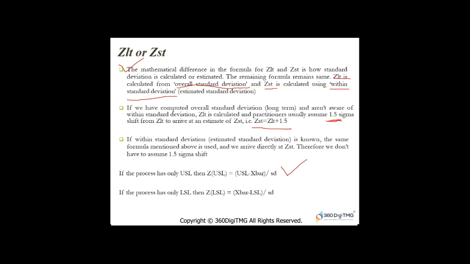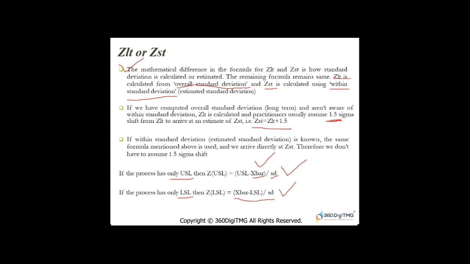If only upper specification limit is given, then how do you calculate the Z value? It is USL minus X bar, X bar is the mean, divided by standard deviation. If you have only lower specification limit, then the formula is X bar, which is the mean, minus lower specification limit, divided by standard deviation. It's pretty much the same thing which we have discussed earlier.